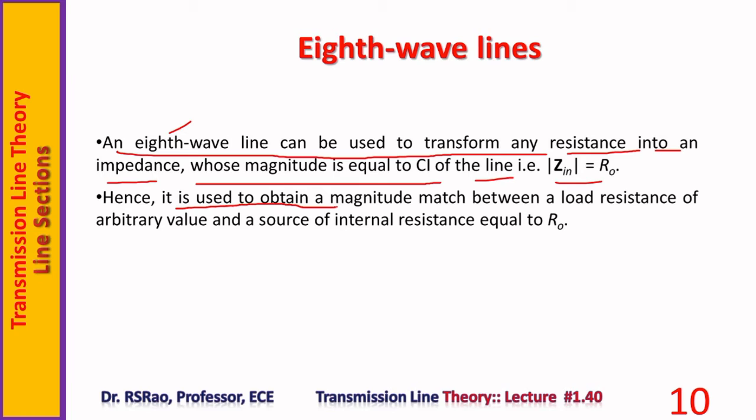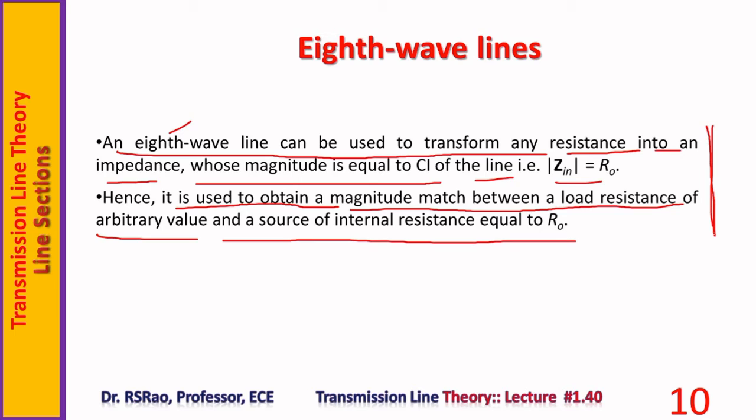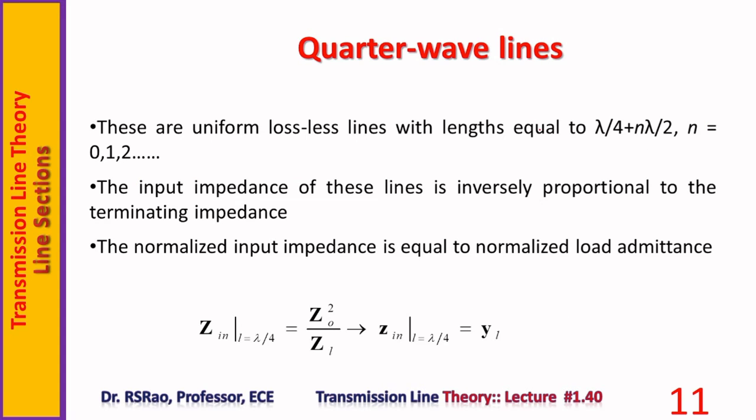It is used to obtain a magnitude match between a load resistance of arbitrary value and a source of internal resistance equal to R0. See, the observation which we made, when the termination is pure real the input impedance magnitude is the characteristic impedance, can be put to practical use: how to obtain a magnitude match between a load resistance of arbitrary value and a source of internal resistance equal to R0.